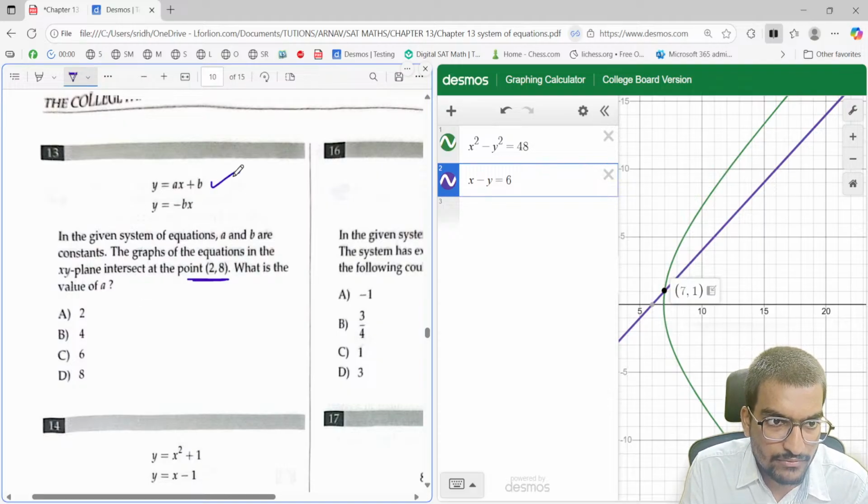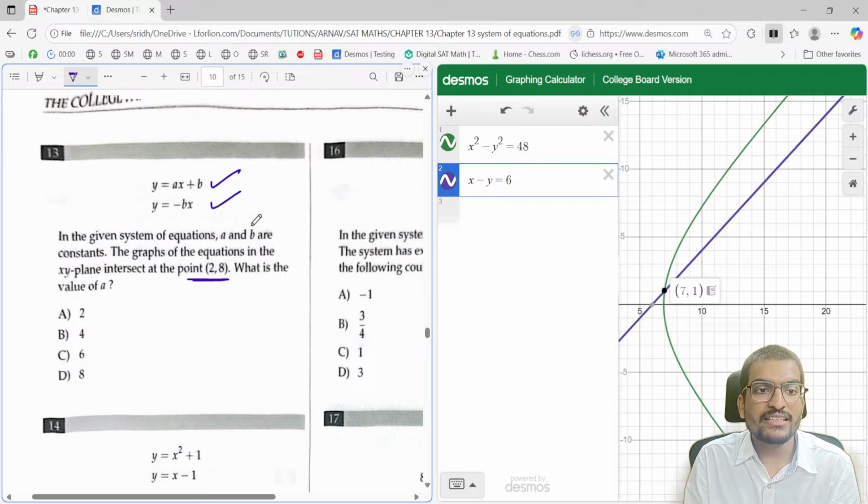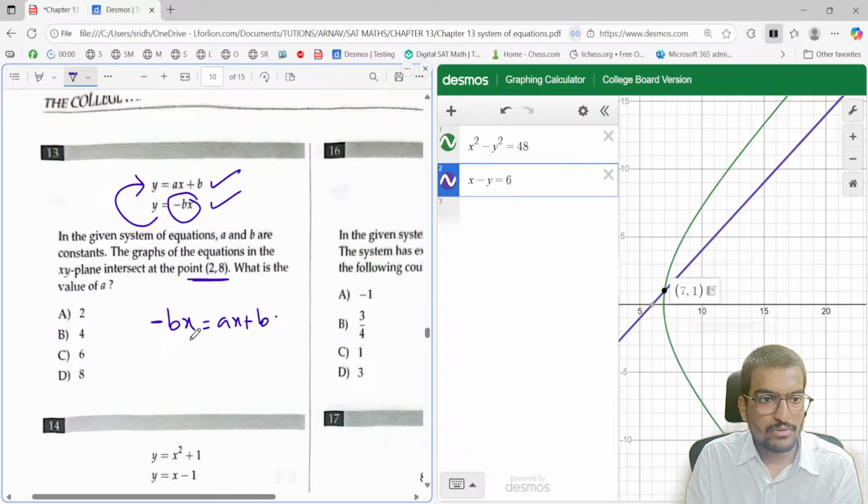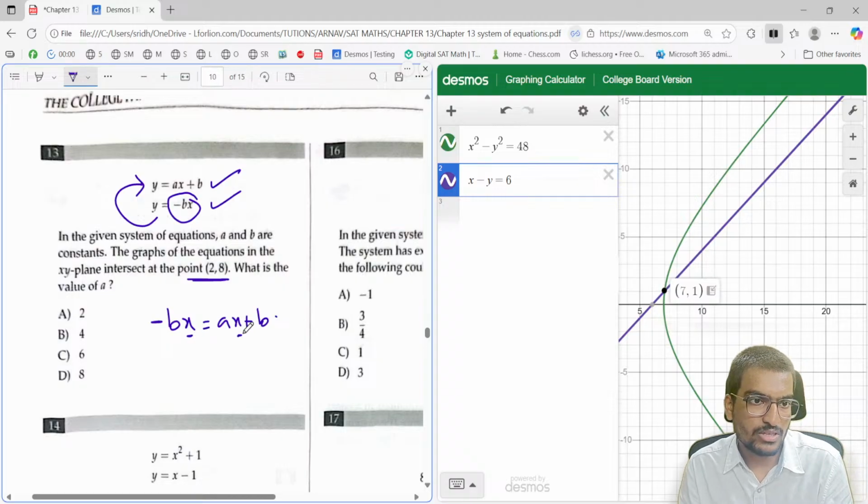See, here you have two equations, and they are already telling you that they will intersect at 2, 8, and clearly one value y equals -bx. So what I do is I'll just use this -bx here, and that's going to be ax plus b, and we know that a and b value, still we won't get it. Nope. Just a second.